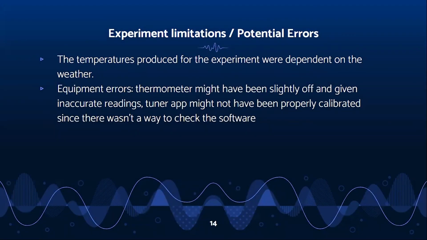So all experiments have their limitations. With this one, the temperatures produced for the experiment were dependent on the weather. As the trials went on, the weather outside became warmer and warmer, and so the colder temperatures weren't able to be achieved. It was always slightly warmer. However, this did sort of provide an advantage because it allowed for the collection of a greater variety of data points. It's also possible that there were equipment errors. The thermometer might have been slightly off, and it could have given inaccurate readings. And the tuner app might not have been properly calibrated, since there wasn't a way to check the software.